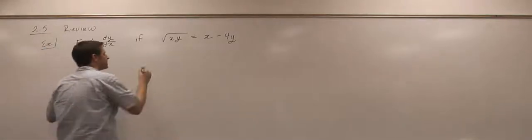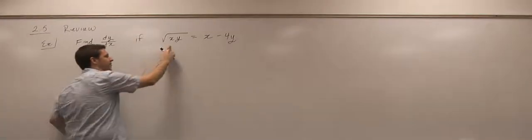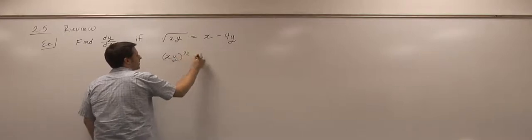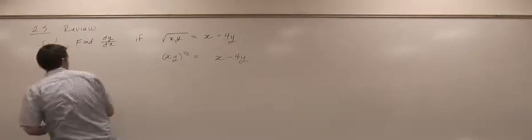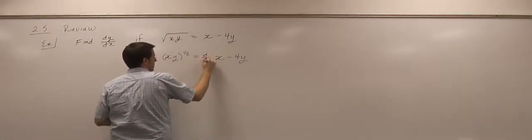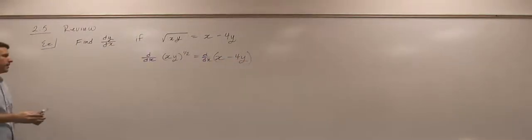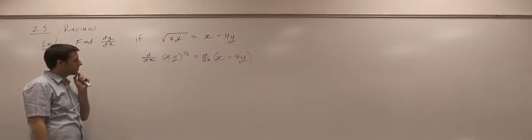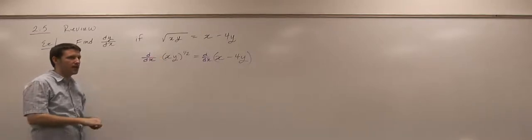What we're going to do, I would probably rewrite this as the 1/2 power. This is xy to the 1/2 equals x minus 4y. And then you derive with respect to x. Now you have to be a little careful here. How does this left side work? How do you do the derivative of xy to the 1/2?